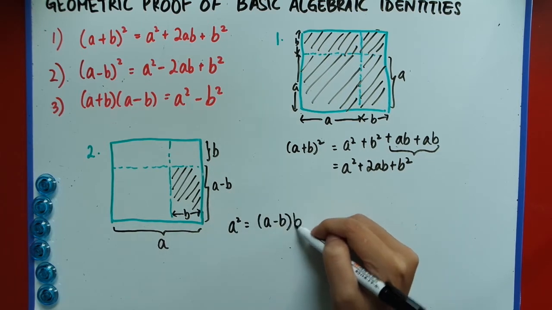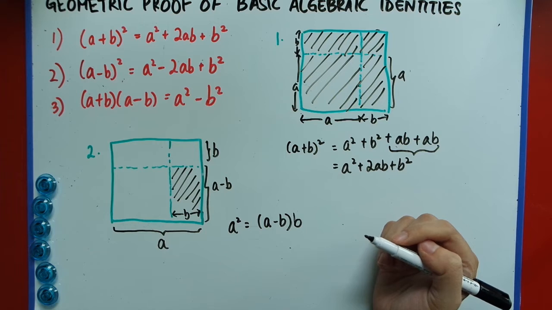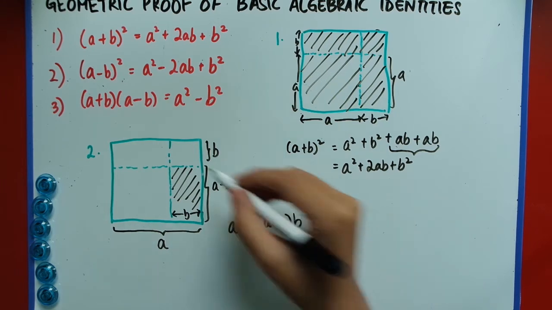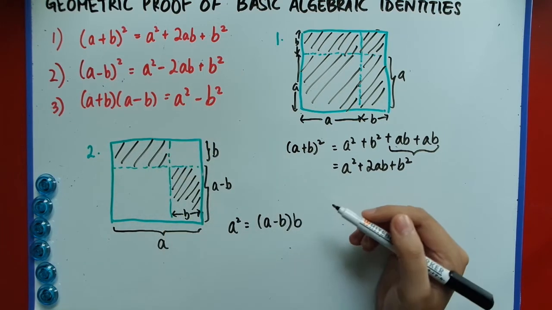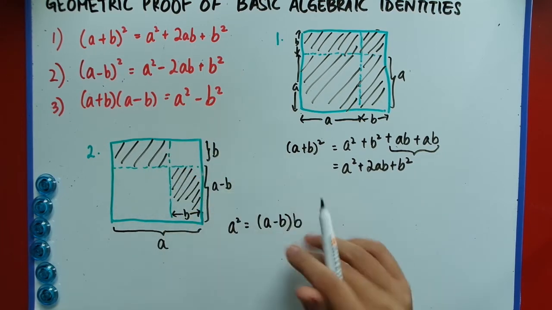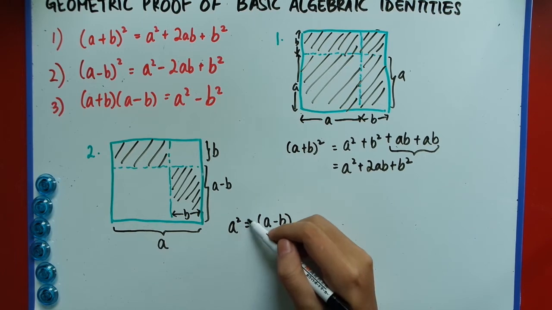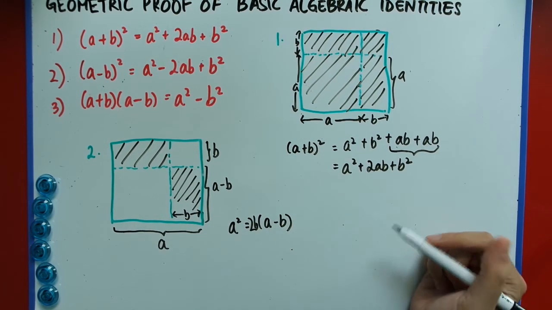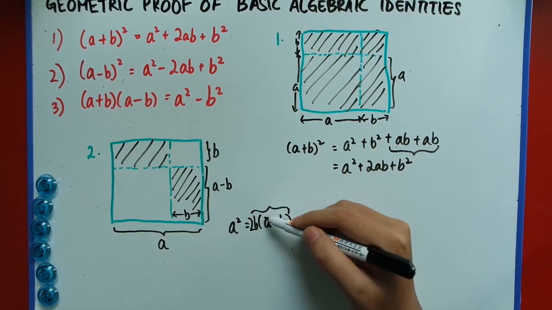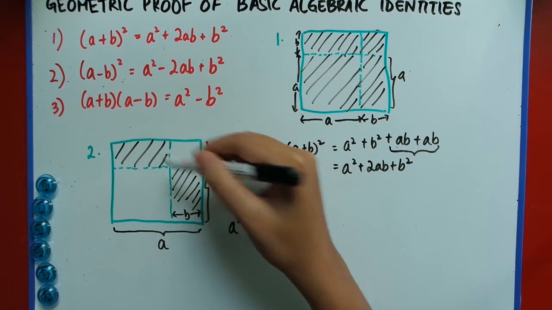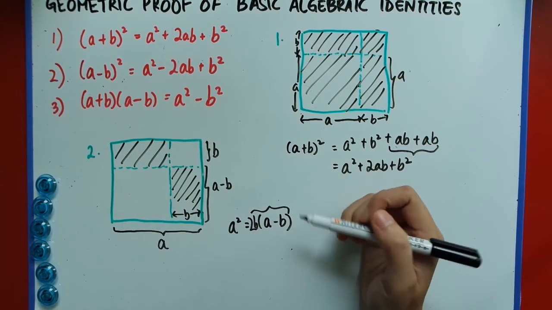Times B. Correct? Okay. Now we have this also, which is the same as this, right? So it is twice of this. So let's just make it nicer. It is 2B times A minus B. Okay, because I have one of these rectangles is B times A minus B. There are 2 of these, so I just times 2 in front, okay?